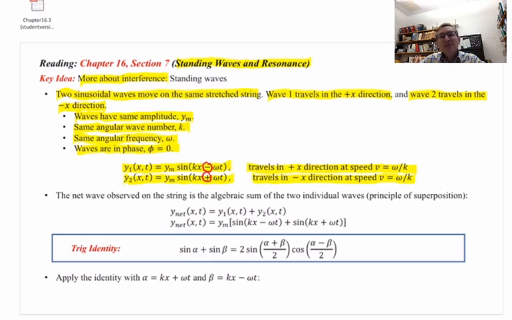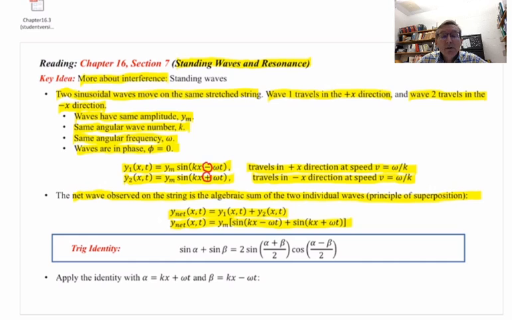Let's put both those waves on the same stretched string at the same time. What will we observe? That's the net wave. It's the algebraic sum of those two individual waves. Remember, that's called the principle of superposition. Y net equals y1 plus y2, where I'm adding those functions of x and t. Here's the line. I factored a y max out front: y max times, square bracket, sine of kx minus omega t plus sine of kx plus omega t.